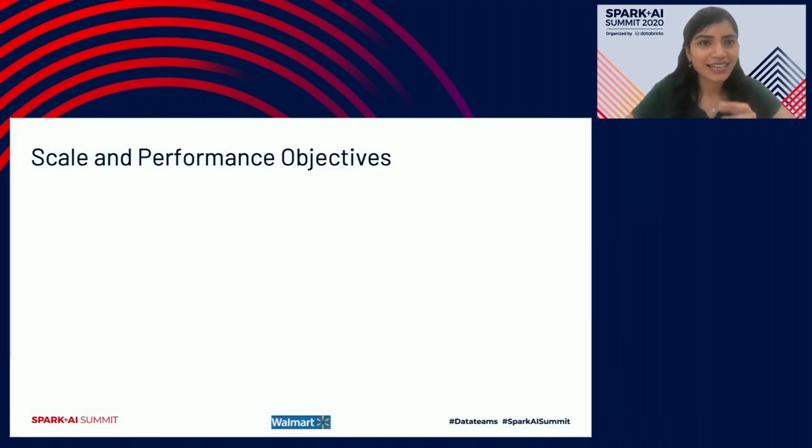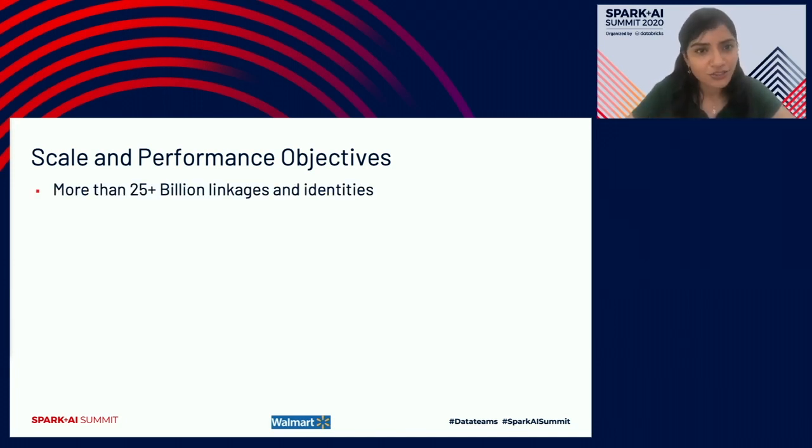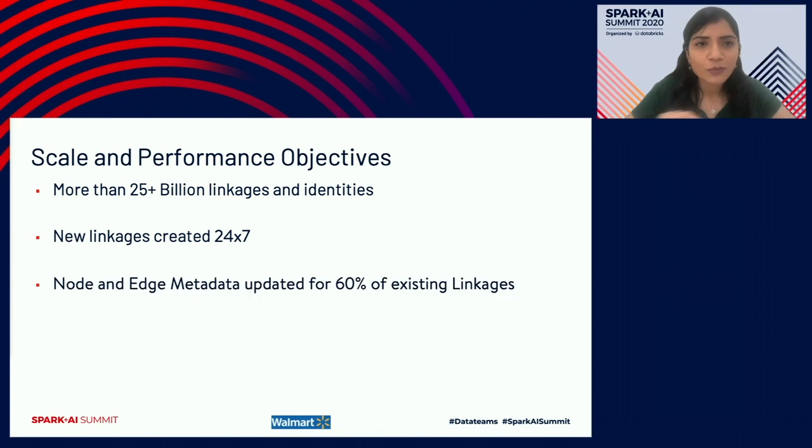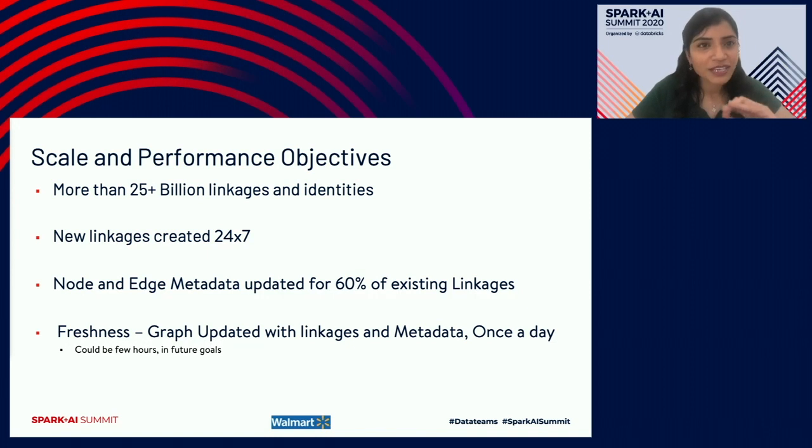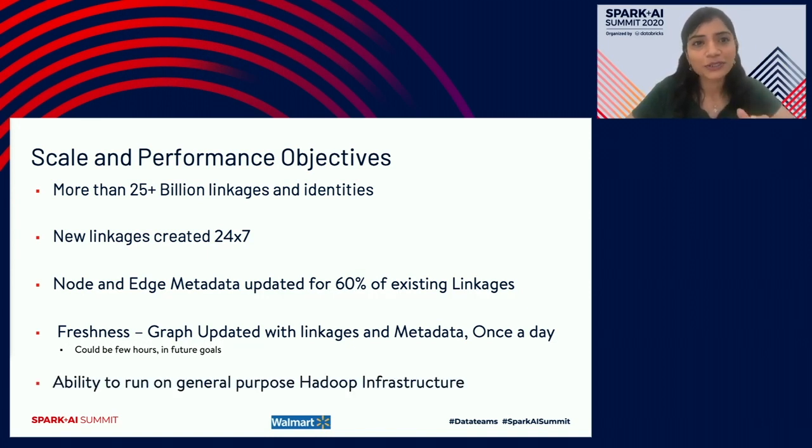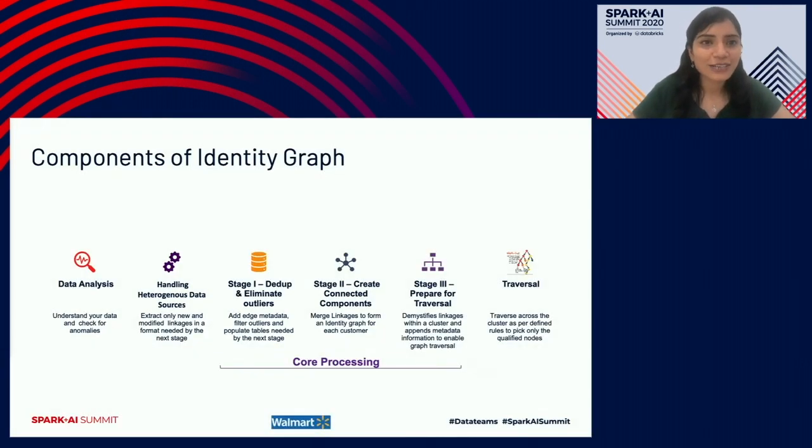So before we started, we had certain performance objectives. We definitely want our system to handle a very large number of linkages and identities. And identities and linkages are going to be created almost every minute. And in most of the cases, the metadata surrounding them is going to get updated. We want our graph to be updated at least once every day to start with. And we wanted to leverage our existing Hadoop infrastructure.